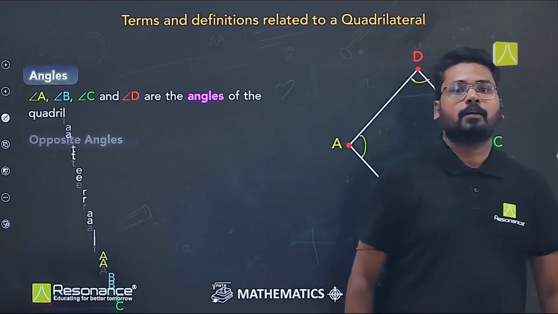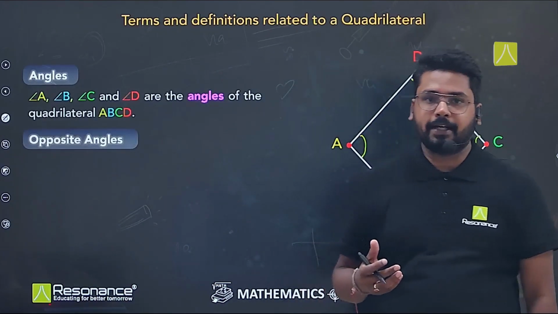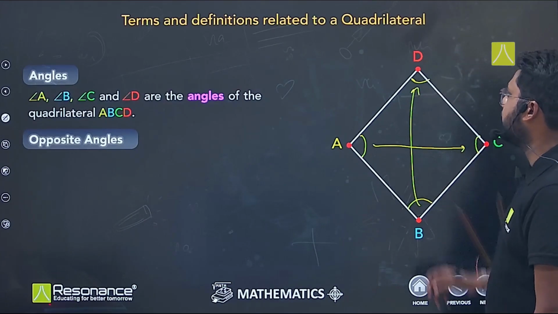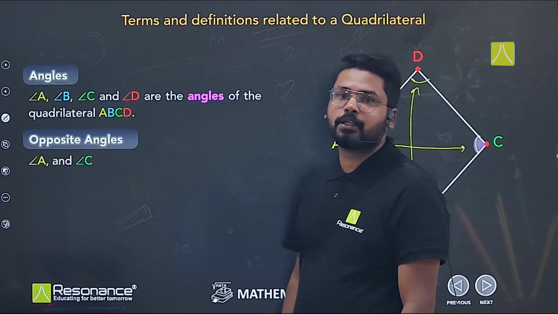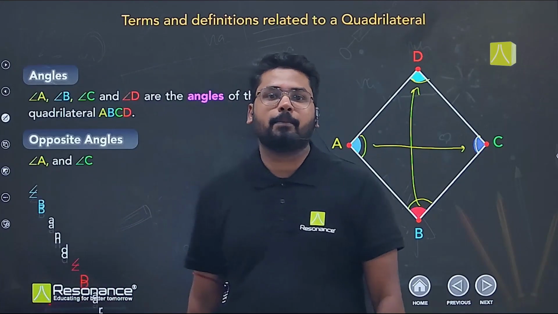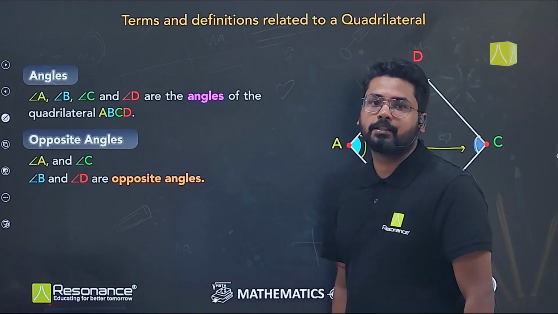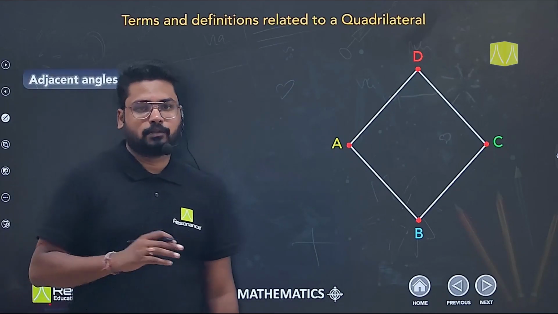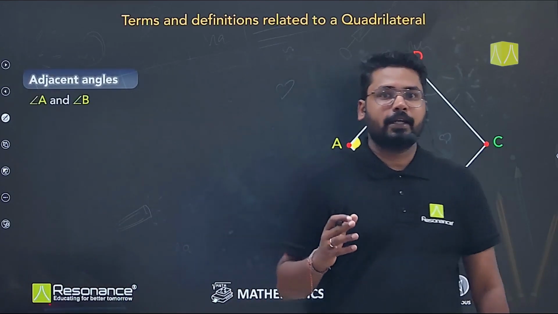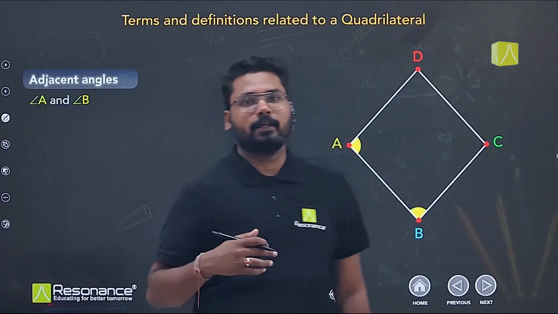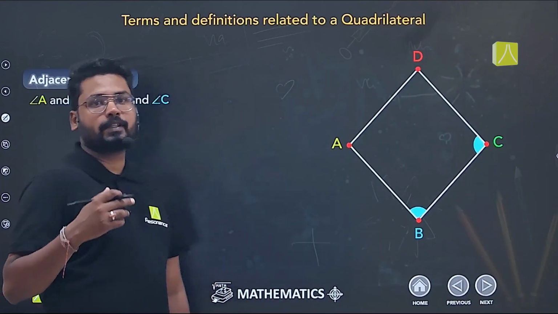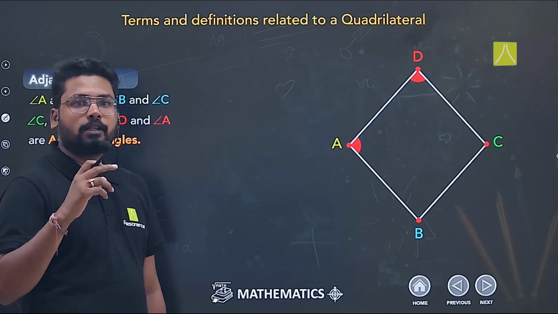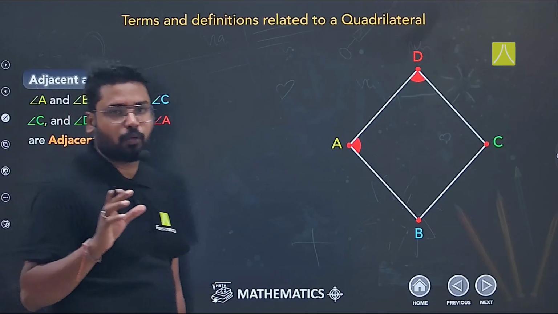Like opposite sides, we will discuss opposite angles. Opposite to A it's C, opposite to B it's D. So angles A and C are opposite to each other, and similarly angles B and D are opposite to each other. These are opposite angles. Our next term is adjacent angles. Adjacent angles are neighbors to each other: for A it's B, for B it's C, for C it's D, and for D it's A. So these are the pairs of adjacent angles for this quadrilateral.